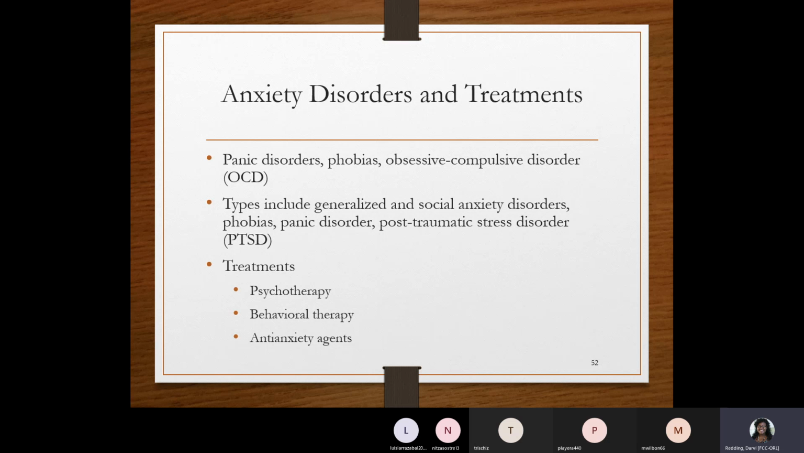But another condition would be an anxiety disorder. And so with anxiety disorders, you have different types. You have OCD, you have PTSD. With OCD, that's a person experiencing panic disorders or phobias, or maybe they have obsessive compulsive disorder. PTSD, there are different types. Some are generalized and some could be like social anxiety disorders, a person experiencing phobias, panic disorder, and PTSD stands for post-traumatic stress disorder.